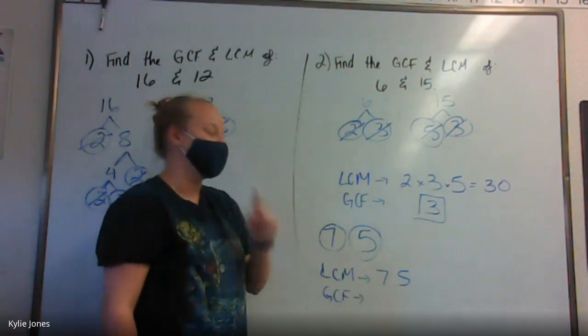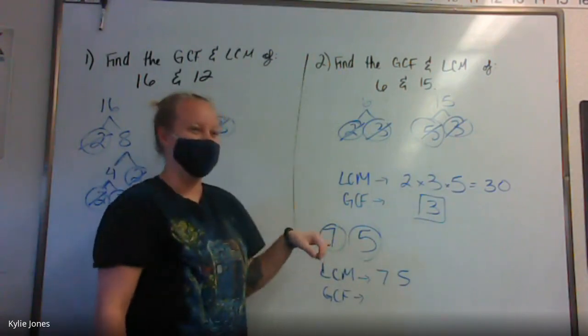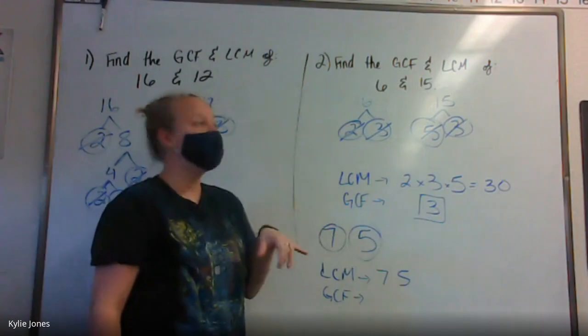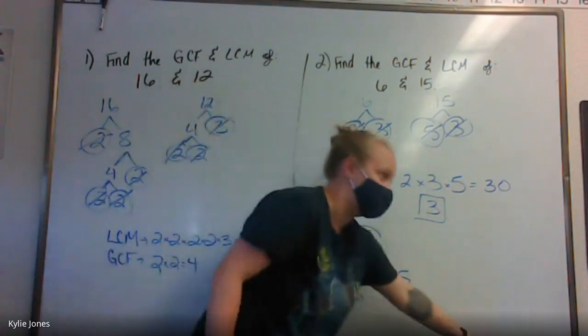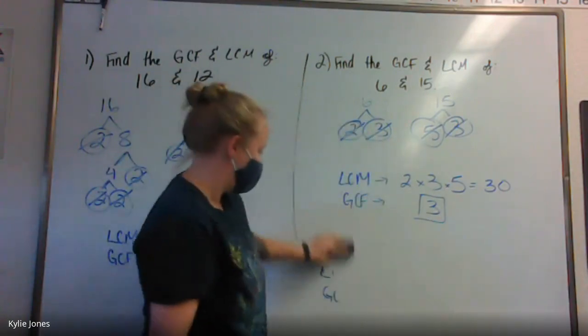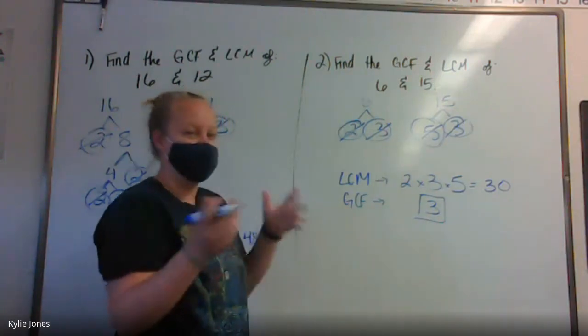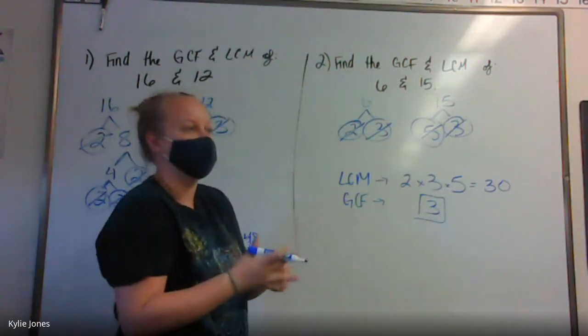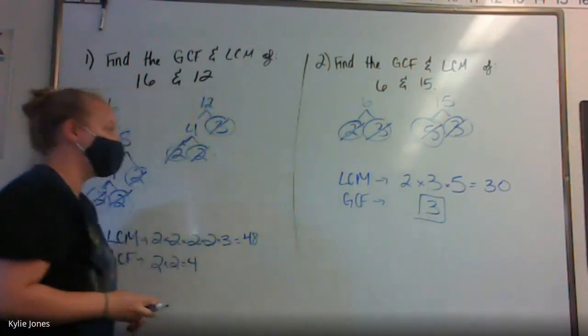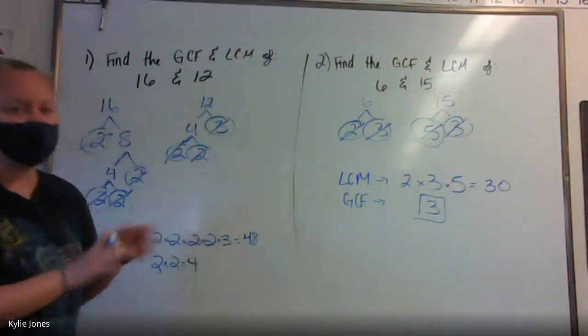It's the only number that will go into both 7 and 5 equally. Does that make sense? Yeah. If you get no GCF, that means it's 1. The 1 is always there, but people don't always put it there. That's true. We don't put the 1 because it always goes into every number. Okay. That's our warm up.